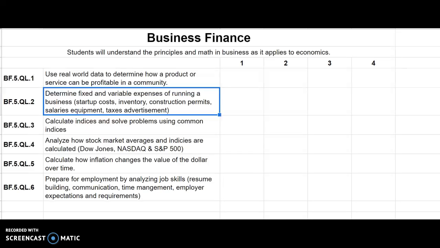You also need to talk about advertisement. How much is that going to cost you? All right. So all of those things are fixed and variable expenses. Some of them will change from month to month. Some of them will be very fixed.